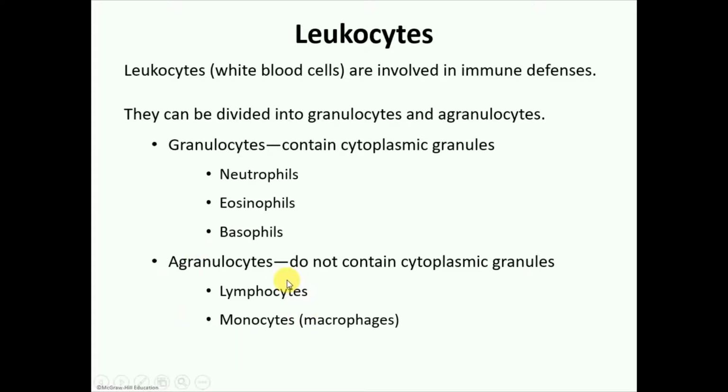Agranulocytes are the cells that lack granules in the cytoplasm using a light microscope. And those are either lymphocytes or monocytes. And remember, macrophages are the same as monocytes, but monocytes are inside of the blood vessels. Macrophages would be in the tissue.